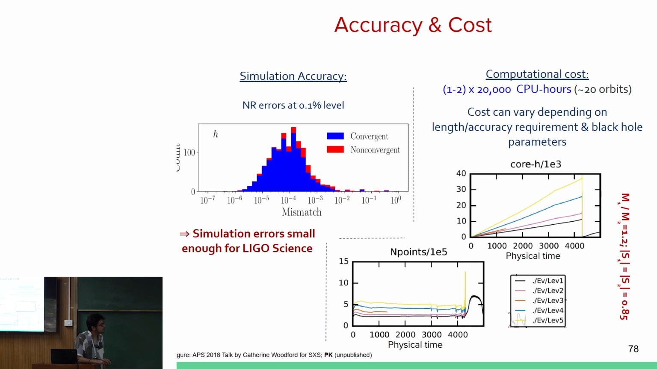Okay. Now, computational cost is given here depending on the length of your simulation. For a fiducial 20 orbit simulation, the cost is around 20,000 CPU hours. This has now come down by a factor of approximately 2. The same length now costs about 10,000 CPU hours, which means we can run longer simulations more easily. And this is showing the number of grid points that you asked about. Again, at different resolutions, you can see the grid points as a function of time, and all of them spike close to merger.